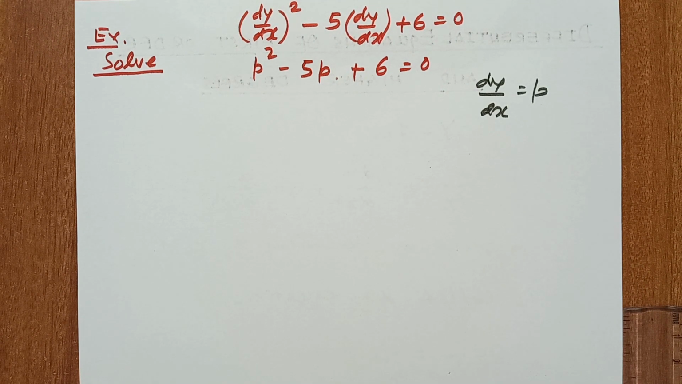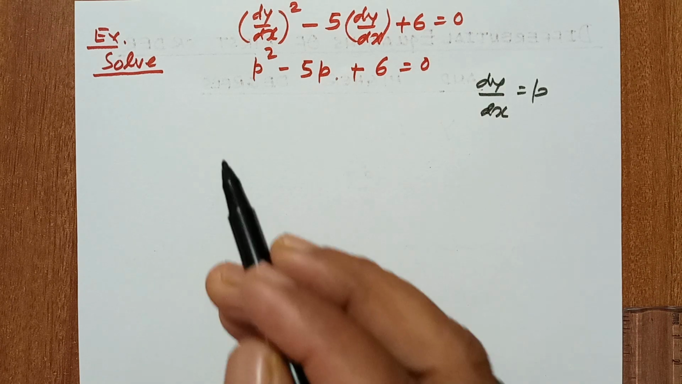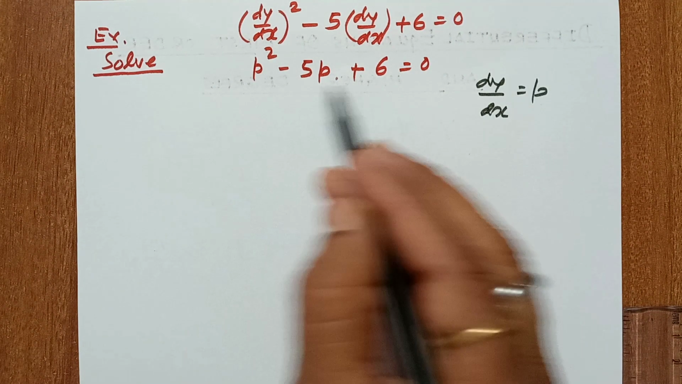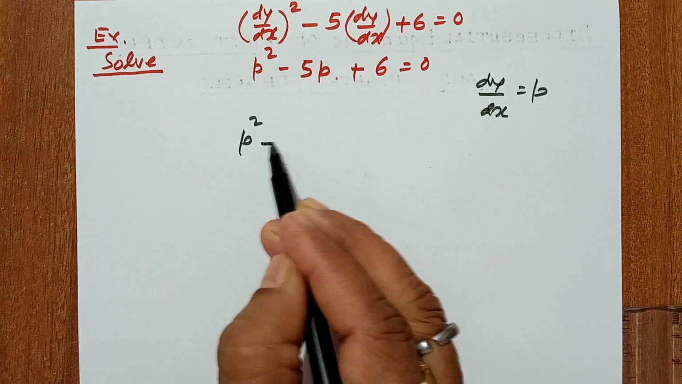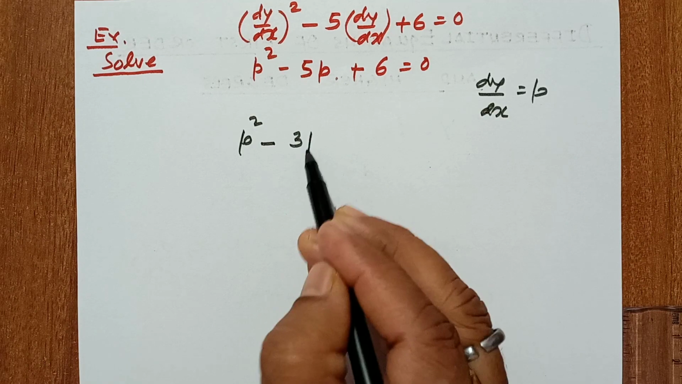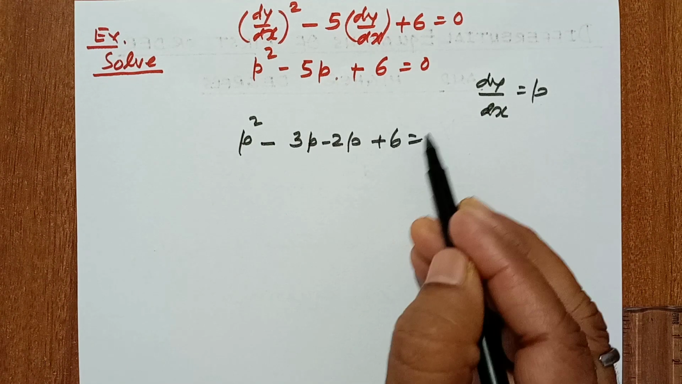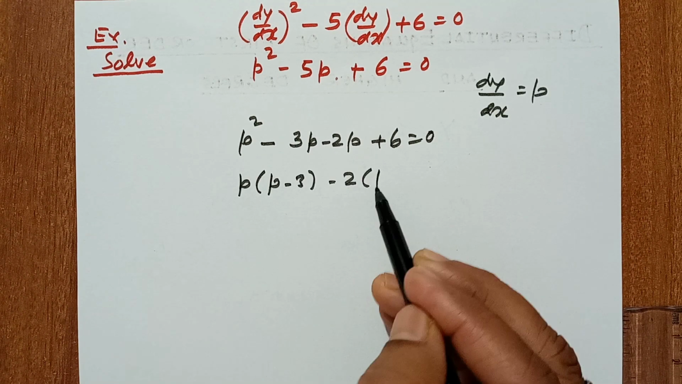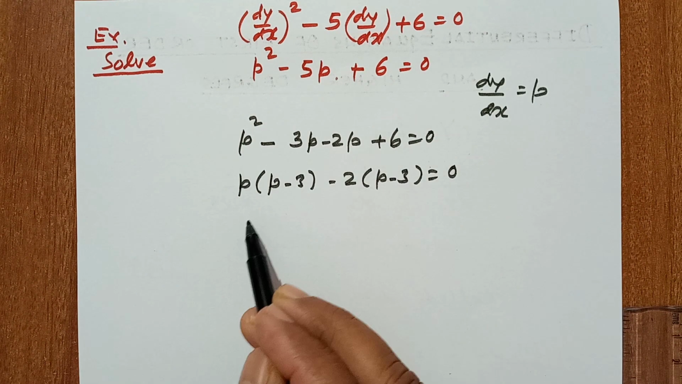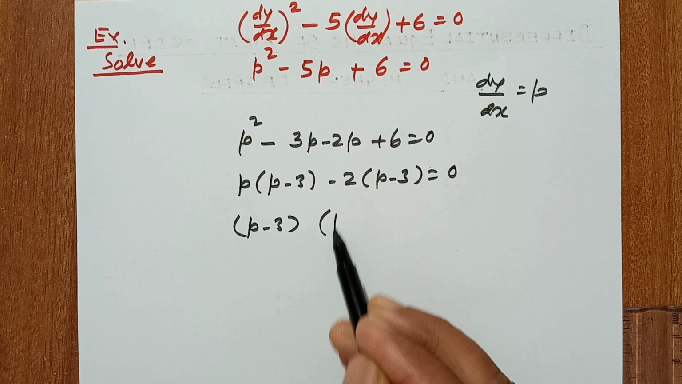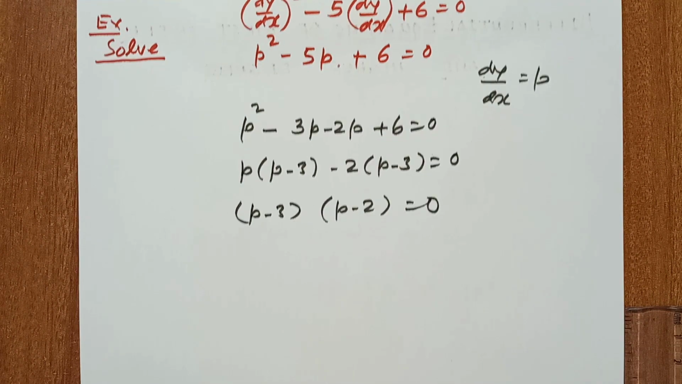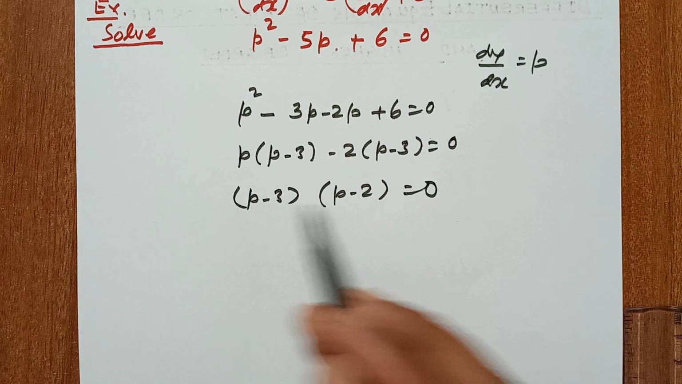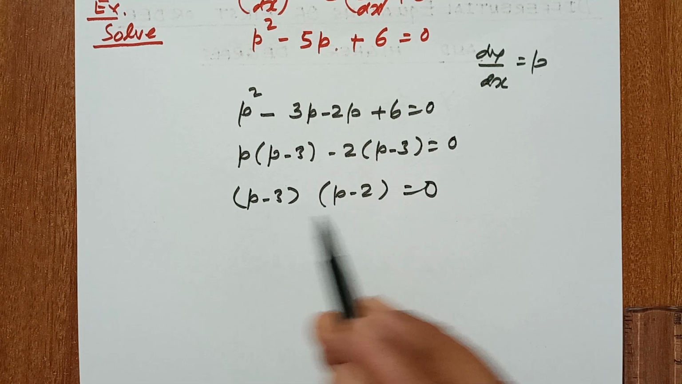So what is the working rule? The first step is that we factorize this differential equation. Here this is second degree in p. So p square minus 5p plus 6 becomes p square minus 3p minus 2p plus 6 is equal to 0. Here p is common: p into p minus 3 minus 2 into p minus 3 is equal to 0, or p minus 3 into p minus 2 is equal to 0. So first we factorize the given equation into factors linear in p, meaning first degree in p. So p minus 3 into p minus 2 is equal to 0.